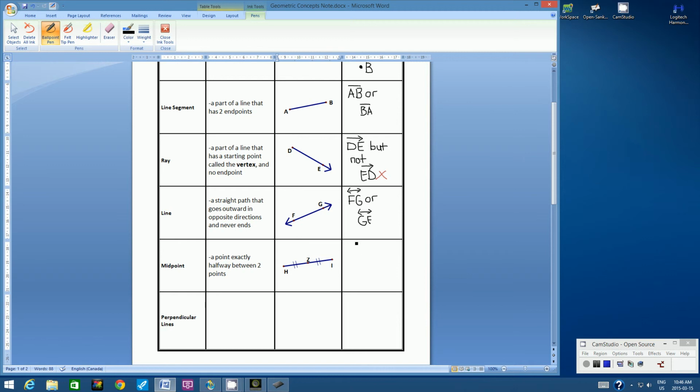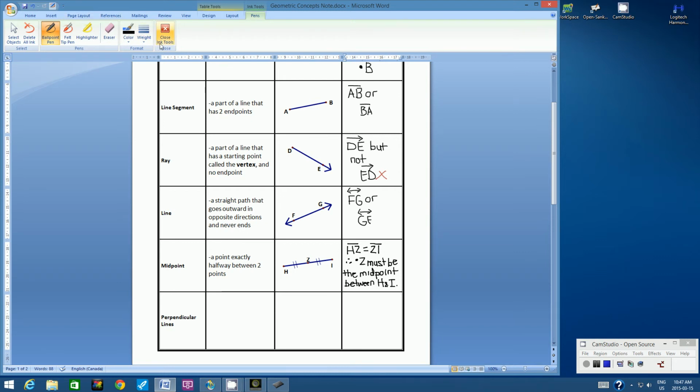Okay, so let's write a little conclusion over here. We have line segment HZ equals line segment ZI. Therefore, point Z must be the midpoint between H and I. Okay, so that takes care of midpoint.